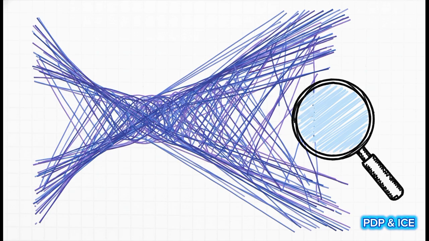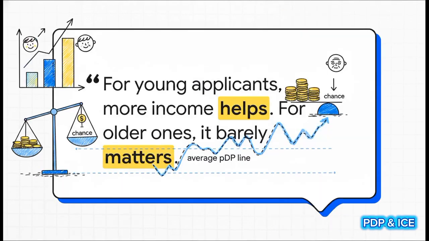It means the effect of income depends on something else, some other characteristic of that person. This chaos of lines can reveal something really profound. For instance, we might discover that the model uses income very differently depending on a person's age. For younger applicants, a higher income might dramatically increase their chances of getting a loan. But for older applicants, it barely moves the needle. That single average line from the PDP would have completely masked this inconsistent and, frankly, biased behavior.